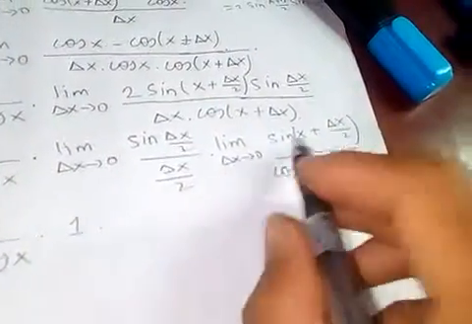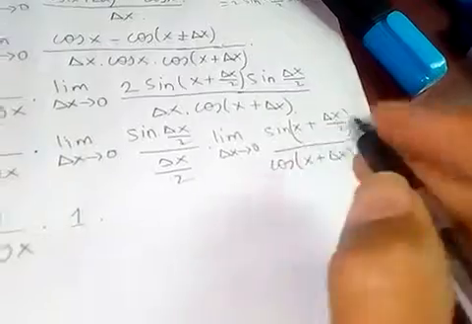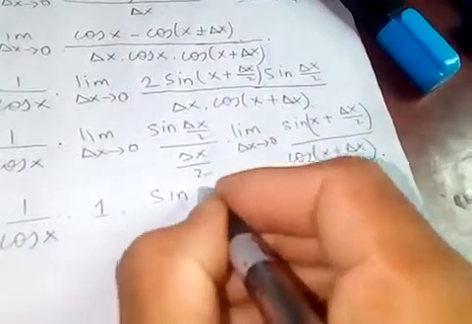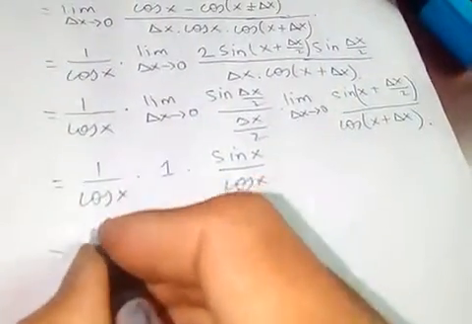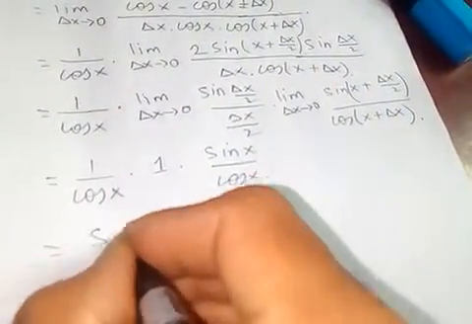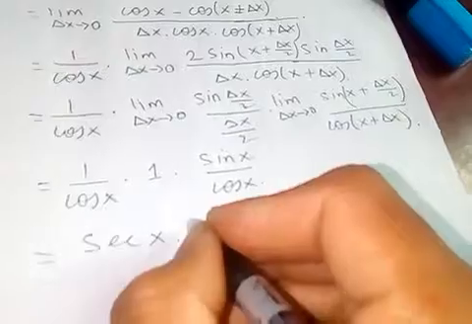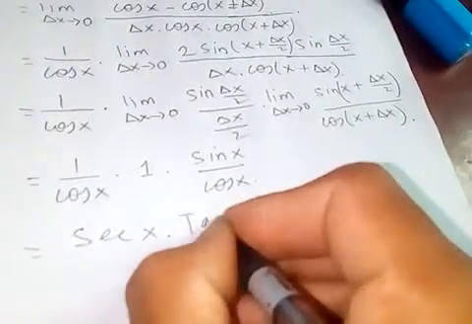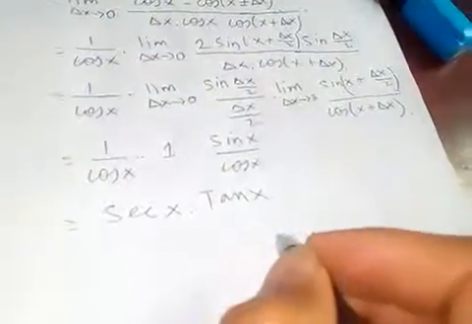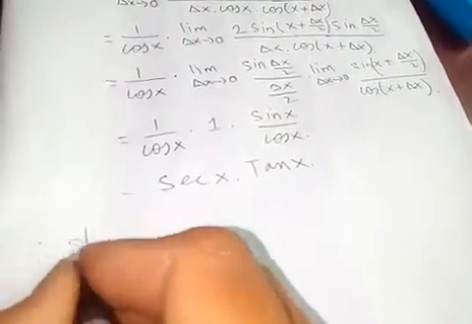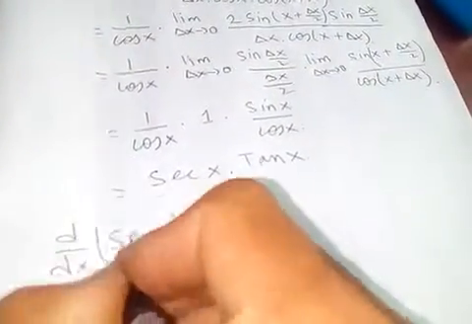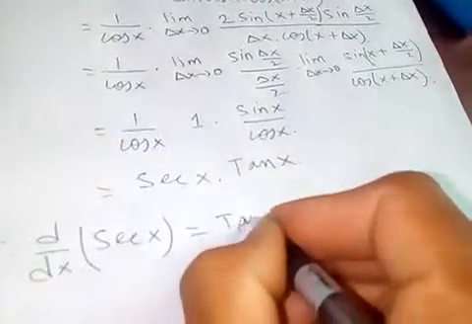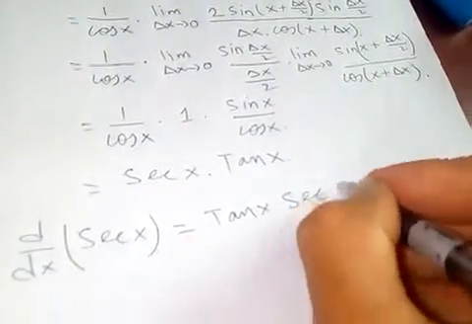And if you put delta x equal to 0 here, you get what? Sine of x over cos of x. So 1 over cos means sec, and sine over cos means tangent of x. Okay, now the derivative of the secant function of x is tan x sec x.